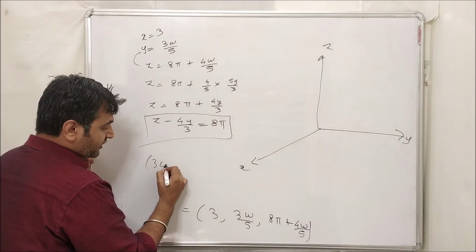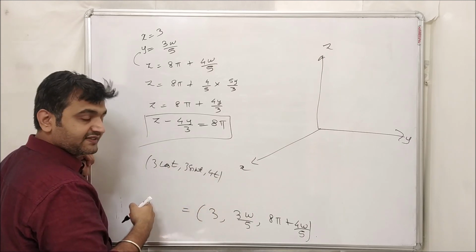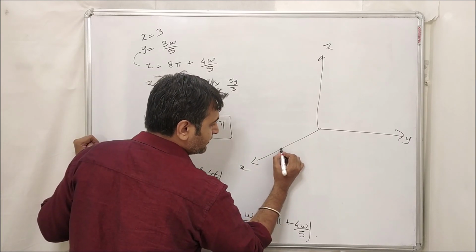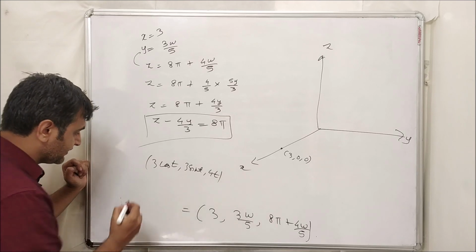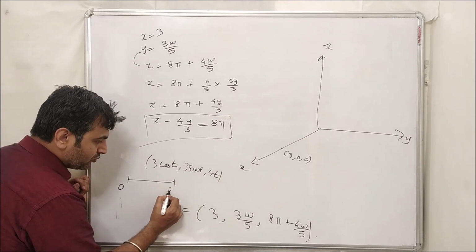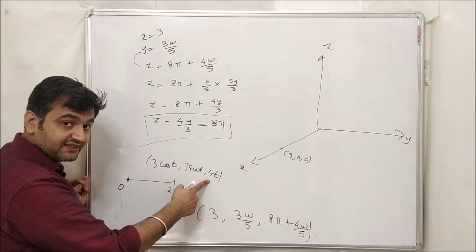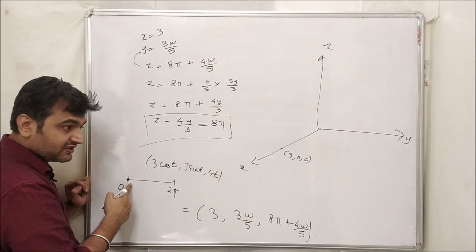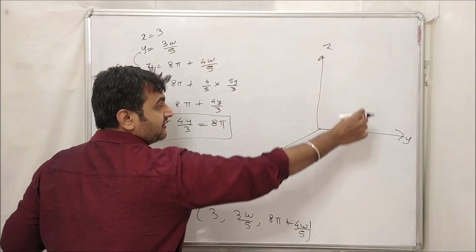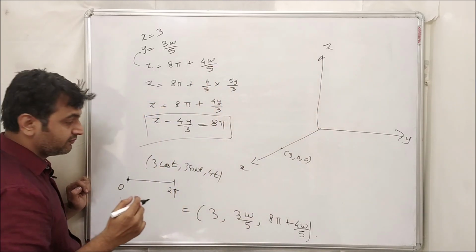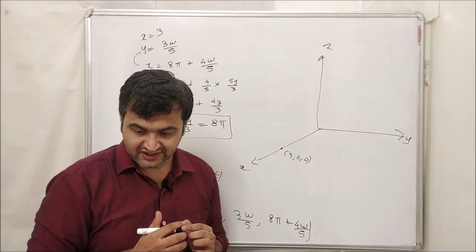If you remember, it was 3 cos t, 3 sin t, 4t. So when t is 0, the point is over here, (3, 0, 0). As t increases from 0 to 2 pi, only for t equal to 0 is your third component 0. As soon as t becomes non-zero, the third component becomes non-zero. So from here, the point will start to lift and you get a helix, because the first two components will give you the circle.